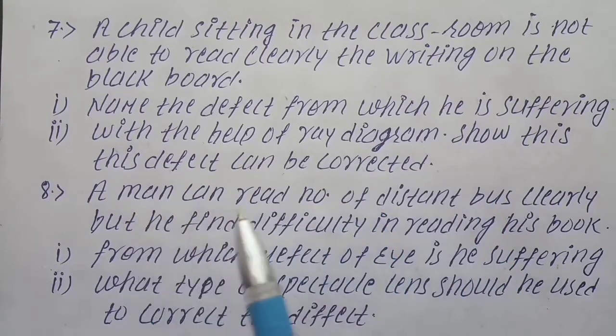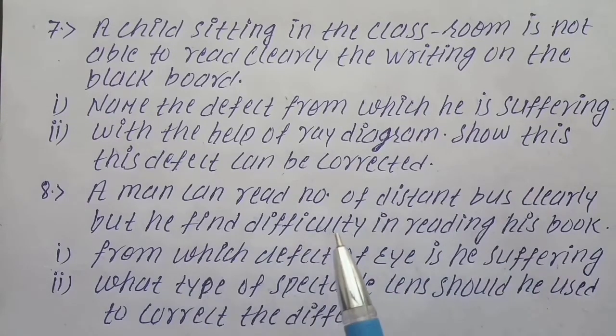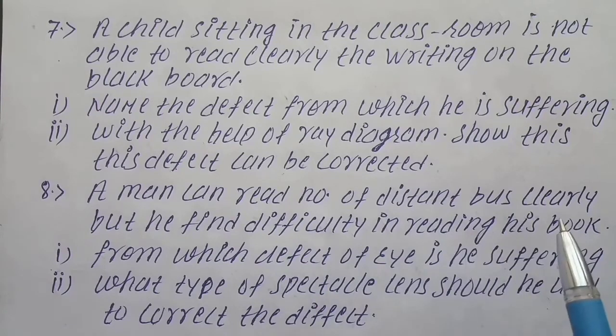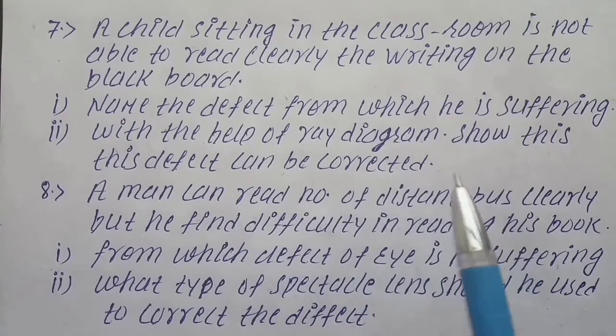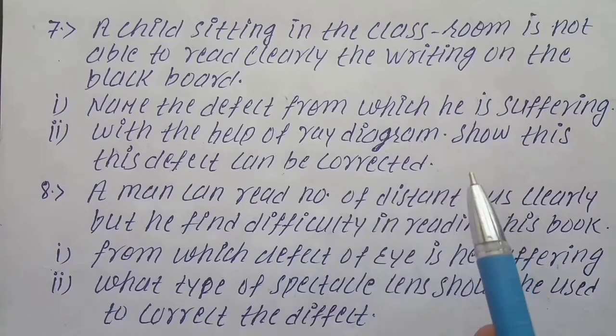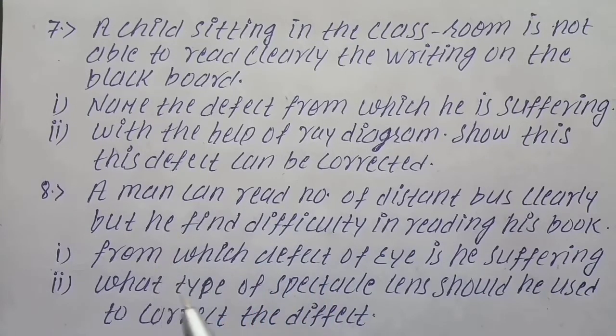Next, a man can read number of distant bus clearly, but he finds difficulty in reading his book. From which defect of eye is he suffering? What type of spectacle lens should he use to correct the defect? Since the man can read number of distant bus clearly, in this case he can see long distance object, means long sightedness or hypermetropia, which can be corrected by using spectacle containing convex lens.